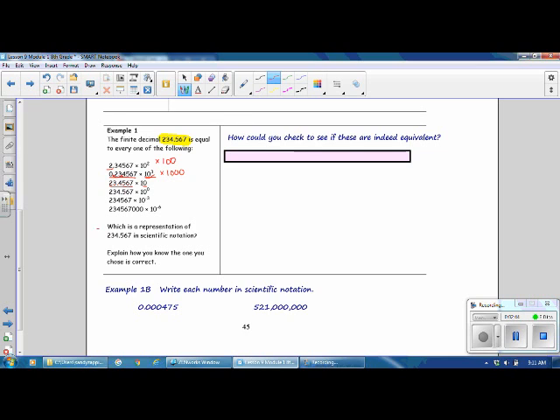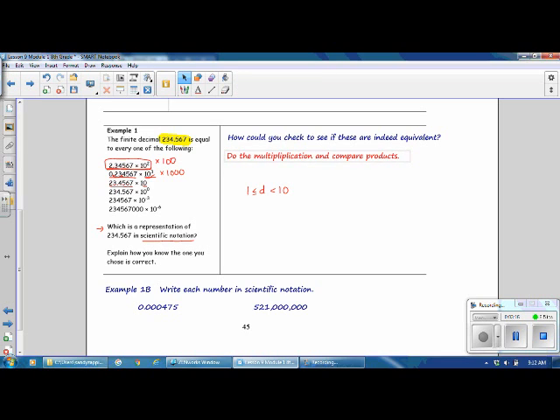Which is a representation of 234 and 567 thousandths in scientific notation? Remember that scientific notation is a decimal where that decimal has to be greater than or equal to 1 and less than 10. So our first number is the one that is written in scientific notation. How could you check to see if these are indeed equivalent? You could do the multiplication and compare the products.